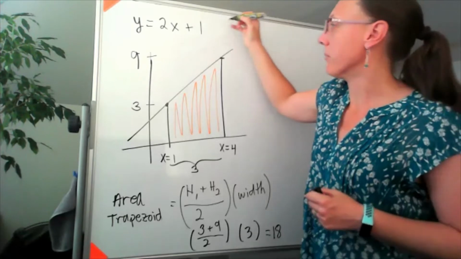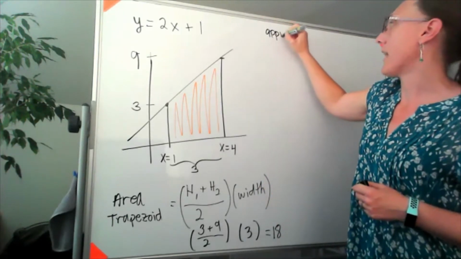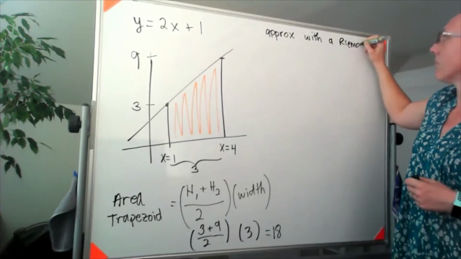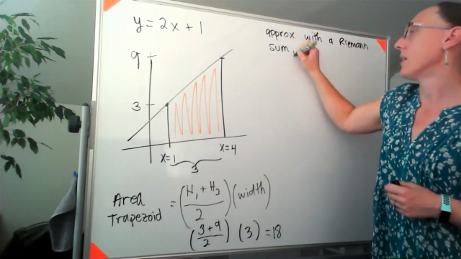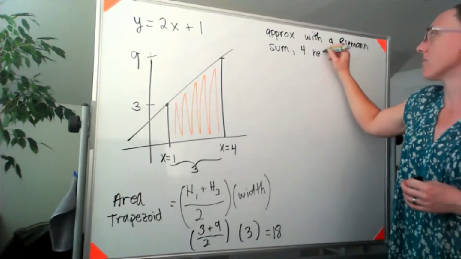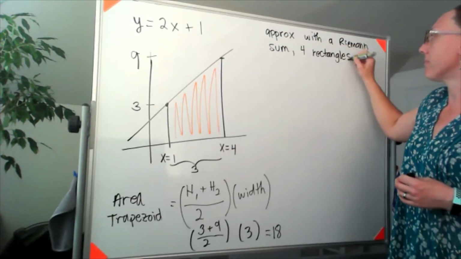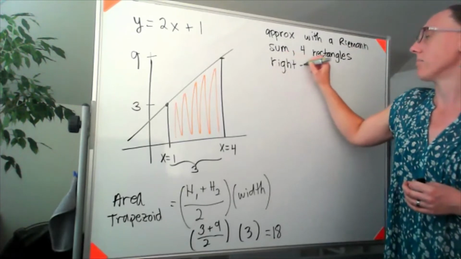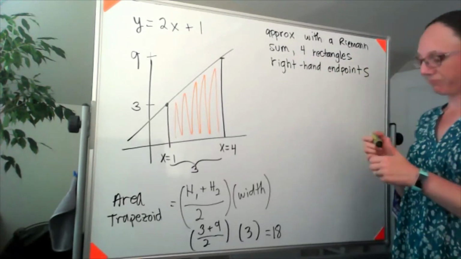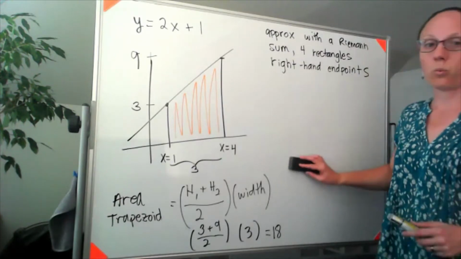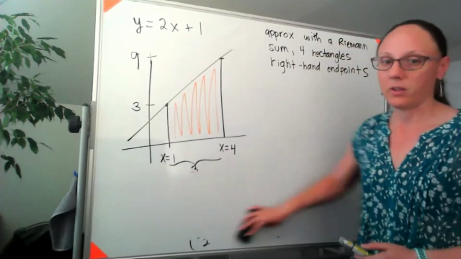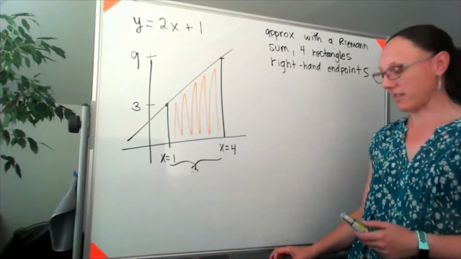So, new problem. If I wanted to approximate the area with a Riemann sum, let's say 4 rectangles, and let's use right-hand endpoints. So now, we're not talking geometry. We are instead going to go calculus style.